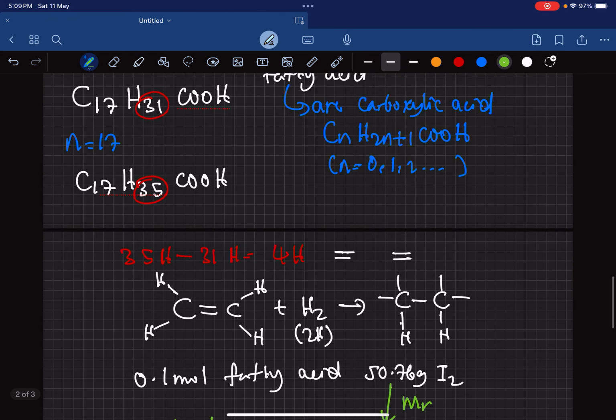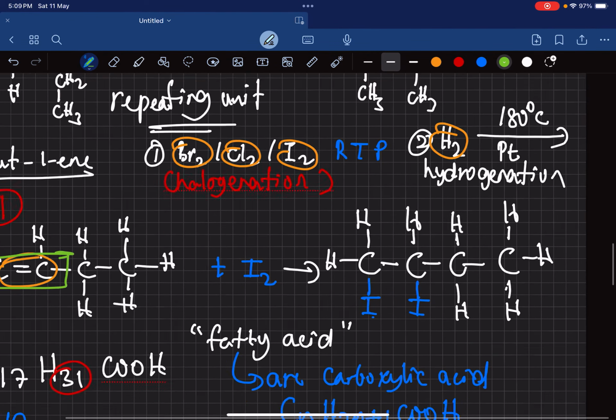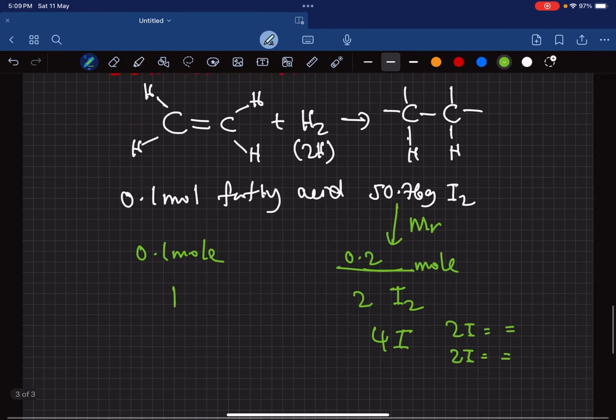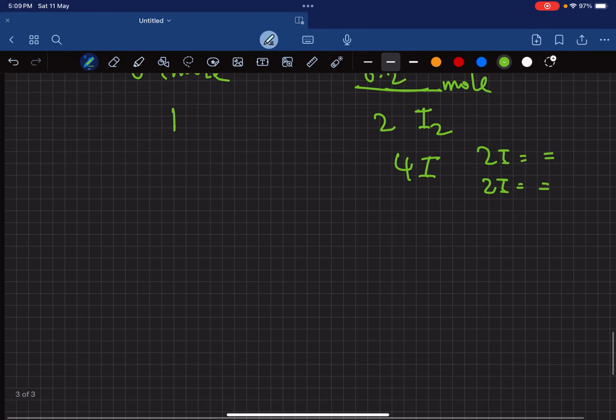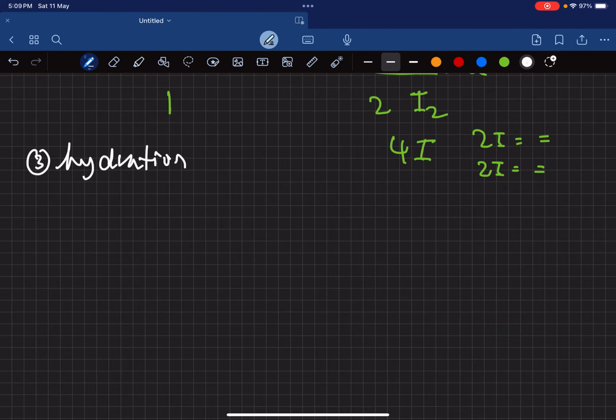All right. Okay, so let's go back in time again. So this reaction is called hydrogenation. So then what are the other reactions that can happen? The other reaction is hydration. Now hydration can happen 2 ways.